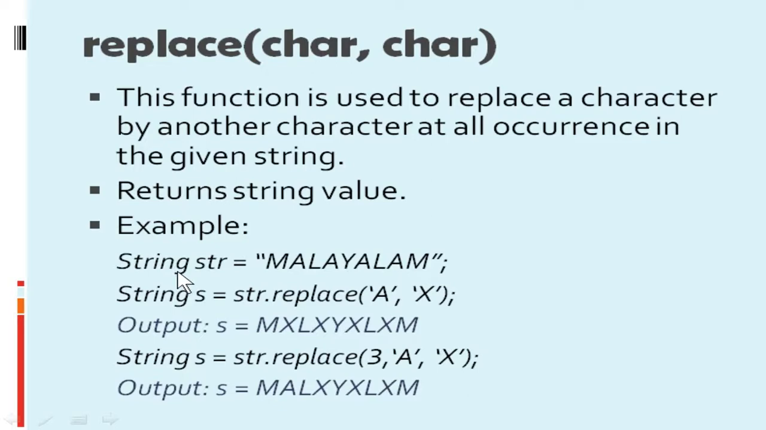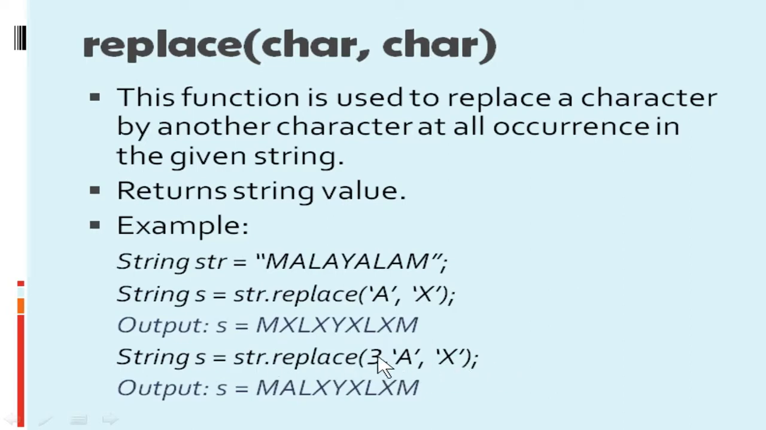You can see an example: string str equal to Malayalam, and you are going to replace all the a's with x. So you store it in s: string s equal to str dot replace, the first character within single quotes, that is a, and the character you are going to replace it with, x, within single quotes. Both are separated by a comma. So after replacing all the occurrences of a by x, it will store the resulting value into the variable s.